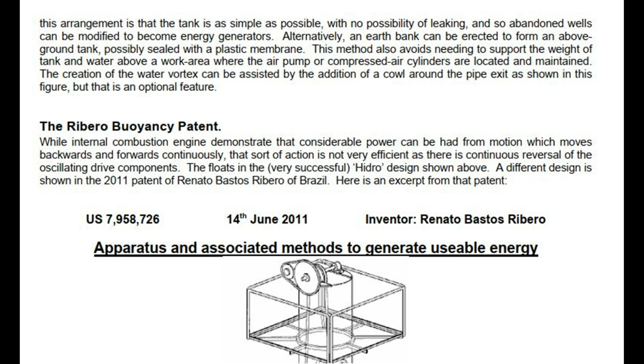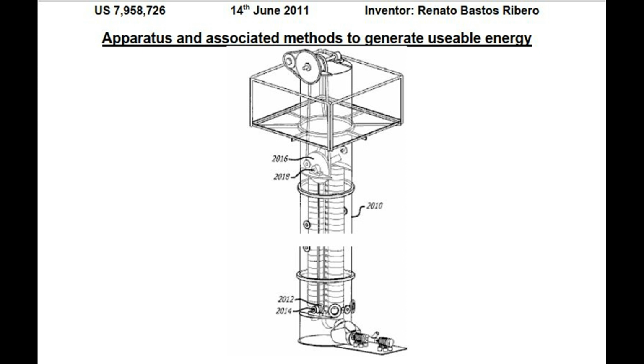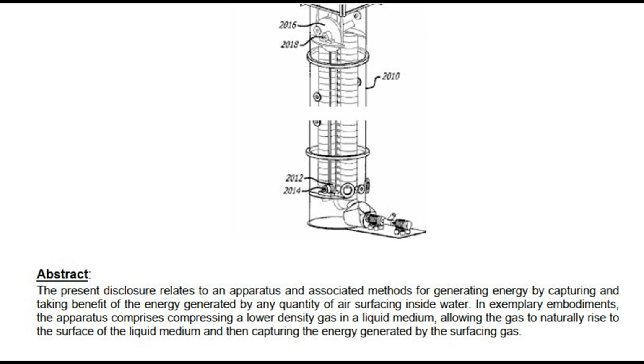US 7,958,726, June 14, 2011. Inventor: Renato Bastos Ribeiro. Apparatus and associated methods to generate usable energy. Abstract. The present disclosure relates to an apparatus and associated methods for generating energy by capturing and taking benefit of the energy generated by any quantity of air surfacing inside water. In exemplary embodiments, the apparatus comprises compressing a lower density gas in a liquid medium, allowing the gas to naturally rise to the surface of the liquid medium and then capturing the energy generated by the surfacing gas.